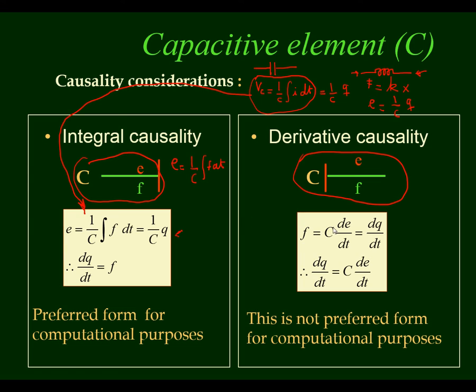So F is C times d dt. That's the same thing as dq dt. And you see in here the objective is to write the derivative in this case. See, this is a nice explicit expression. This one not so nice because the derivative, you get another derivative on the right hand side. But that's what the C element is like.